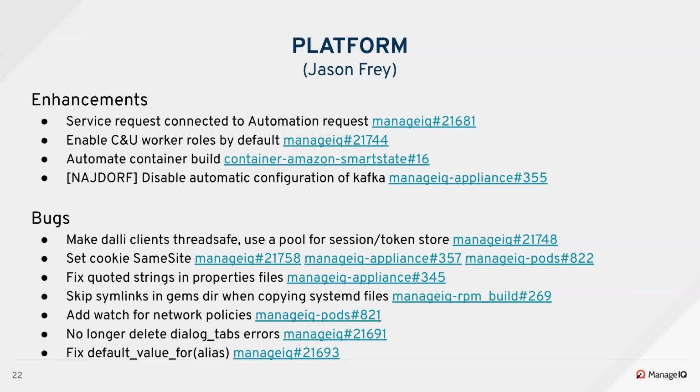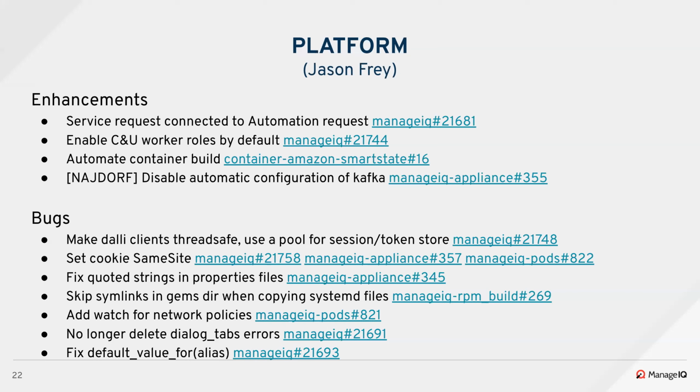Okay, on the platform side, we had a lot of enhancements and bug fixes. Akil added a change to connect service requests to their automation requests. This will ultimately help us understand how the requests are tied together for better diagnostics. As Adam said, he enabled the CNU worker roles by default. Brandon added a change to automate the container build for the Amazon Smart State container, which for some reason didn't have it. So that was new this sprint.